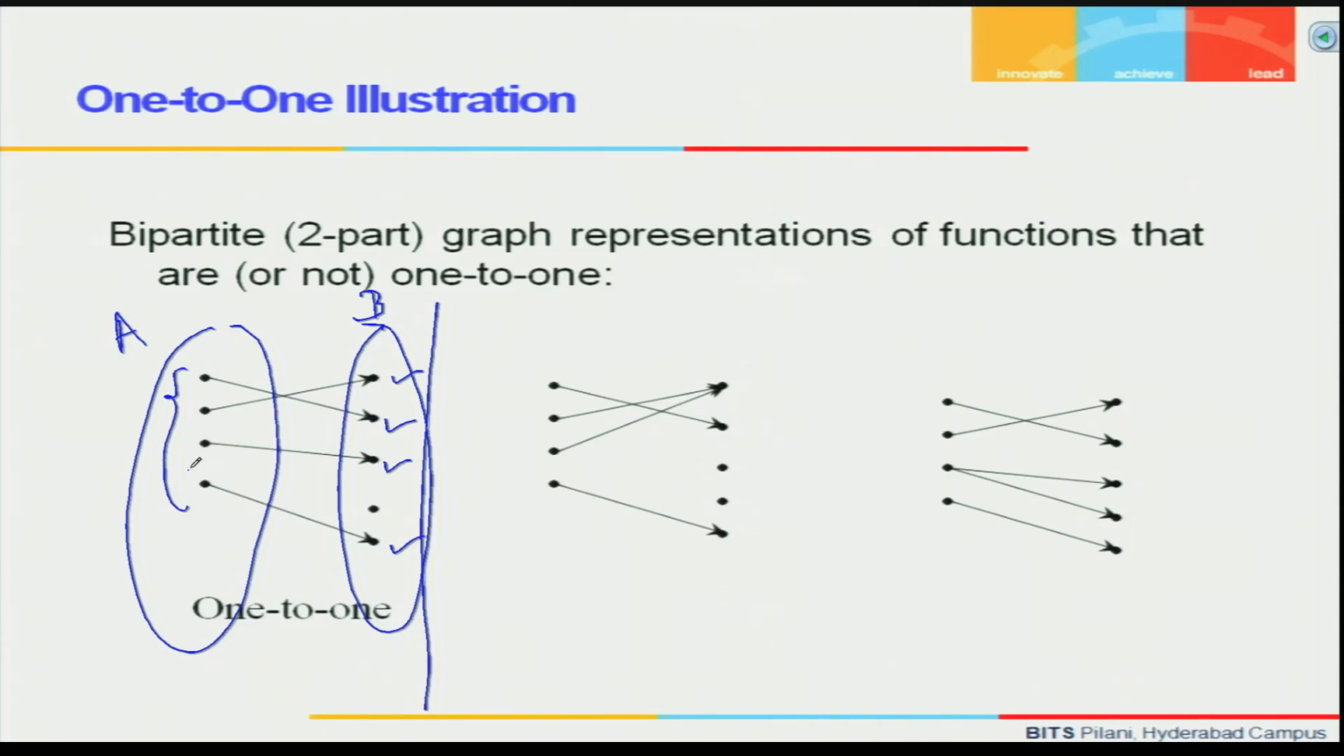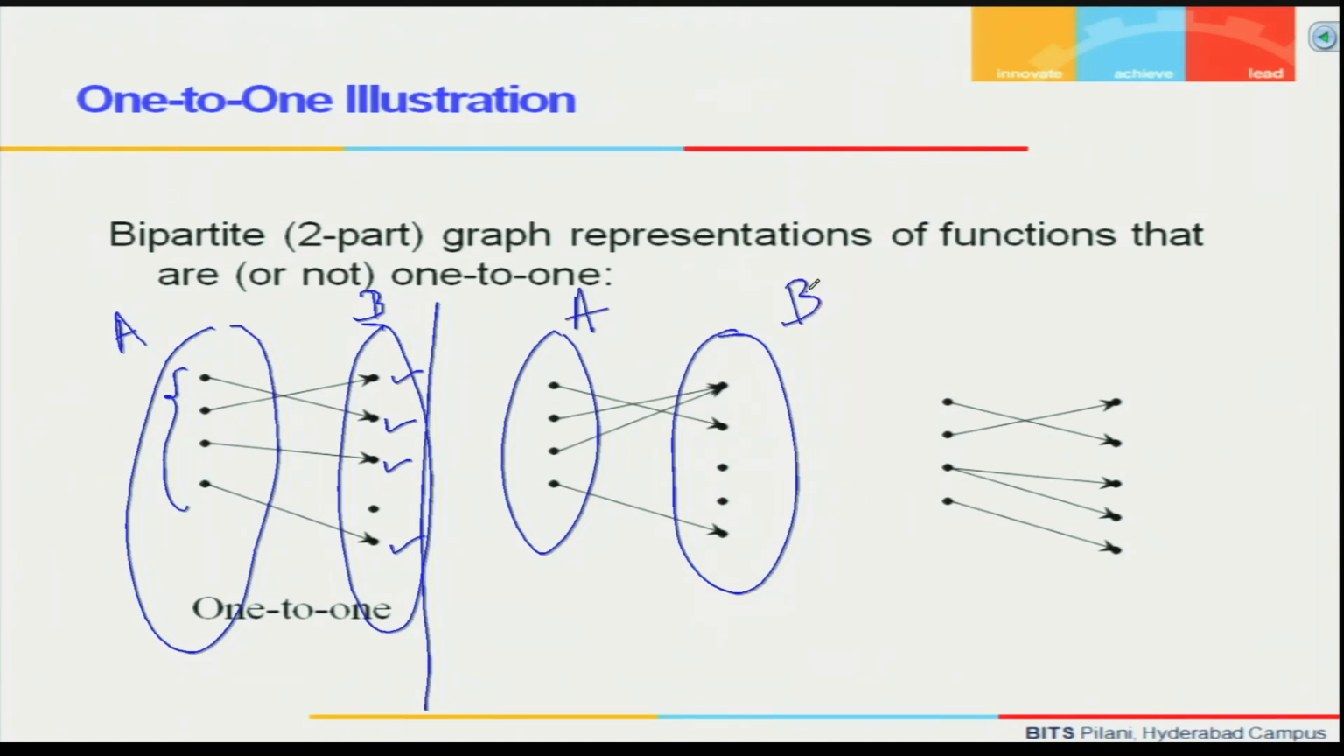Now look at this thing. This is again A here, in this example this is A and this is B here, and this is not one-to-one. You know why? Because there are distinct elements in A, they are being mapped to the same element in B. Hence it is not one-to-one. Distinct elements in A have got the same image in B. Hence it is not one-to-one. And if you see, this is not even a function. Can you see why?